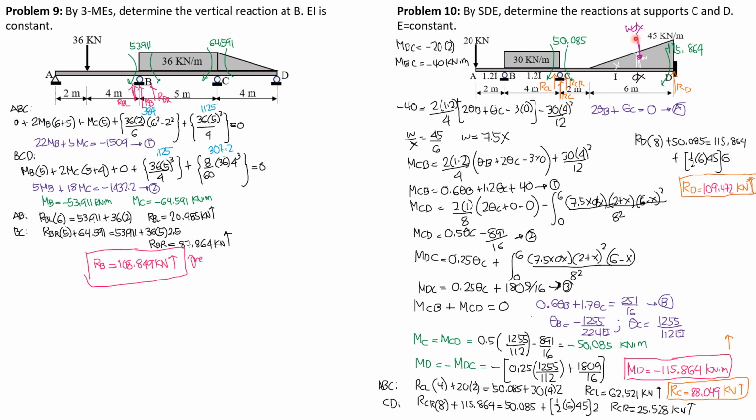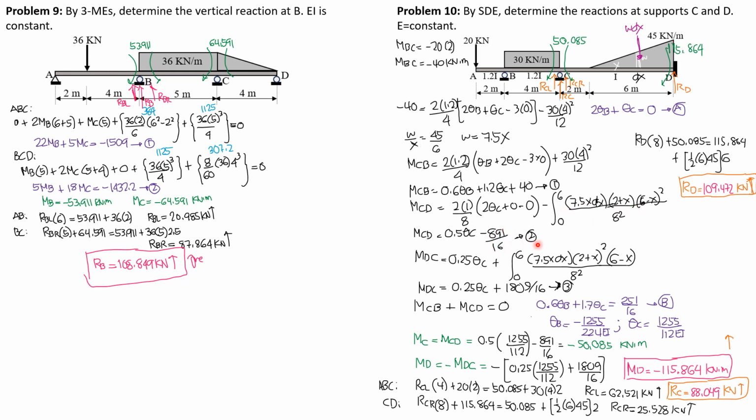Then fixed moment at C is negative integral of differential P. Imagine this is the concentrated load. Differential P W dx, so W is 7.5x. Then dx times quantity A, the distance of the strip from the left, which is 2 plus x. Then the square of the distance of the strip from the right, which is B, and that is 6 minus x, quantity square over 8 square. And the limits of x is from 0 to 6. So simplifying, we have 0.5 theta C. The value of the integral is negative 891 over 16.